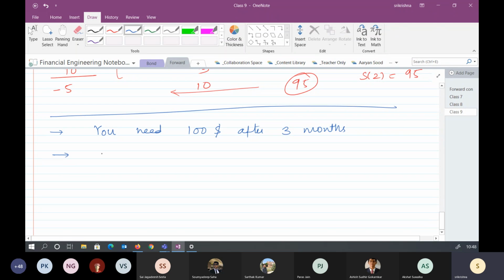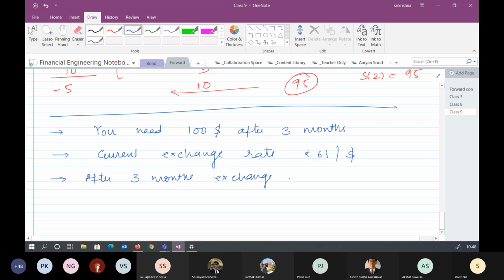What all things you see is that the current exchange rate is rupees 65 per dollar. Because you have studied finance and you have seen the market, what you are speculating is that after 3 months, this exchange rate can be either rupees 62 or 70.